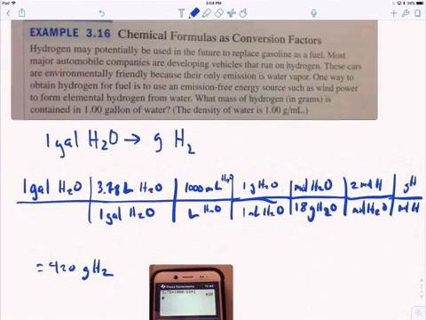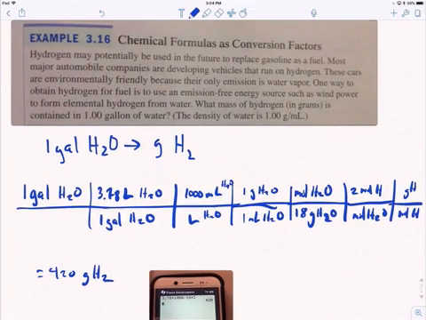Okay. This problem: how much hydrogen is in a gallon of water? Put it all in, and you get 420 grams of hydrogen. That's not even a pound of hydrogen. And a gallon of water, 3.7 times 2.2, is about 8.5 pounds. So why do you get such a little bit of hydrogen? It's because it's so light. Water is 8/9 oxygen and 1/9 hydrogen.